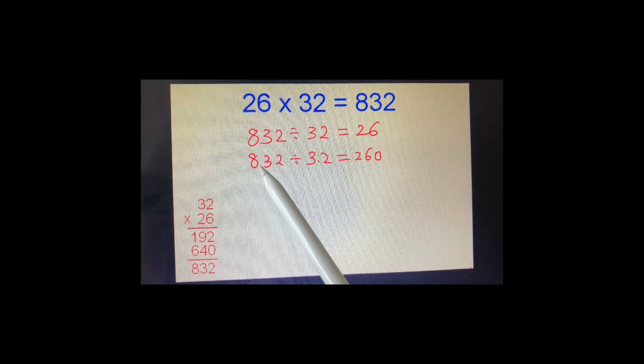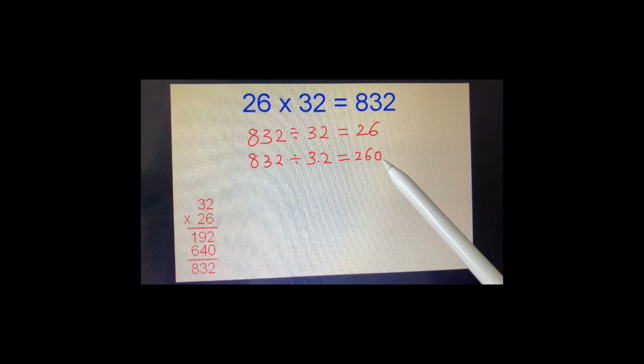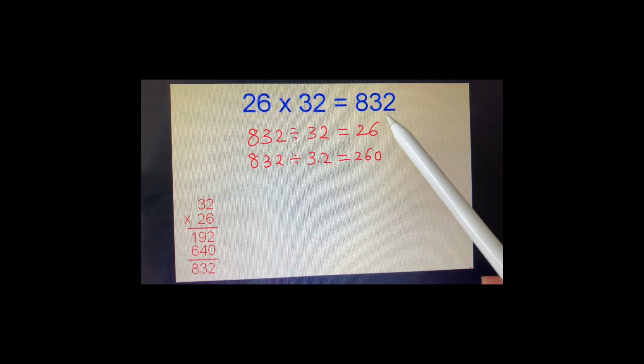I can quick check my answer. Around 800 divided by 3 gives me 200 something. It's confirmed this answer is right. Use this digit.